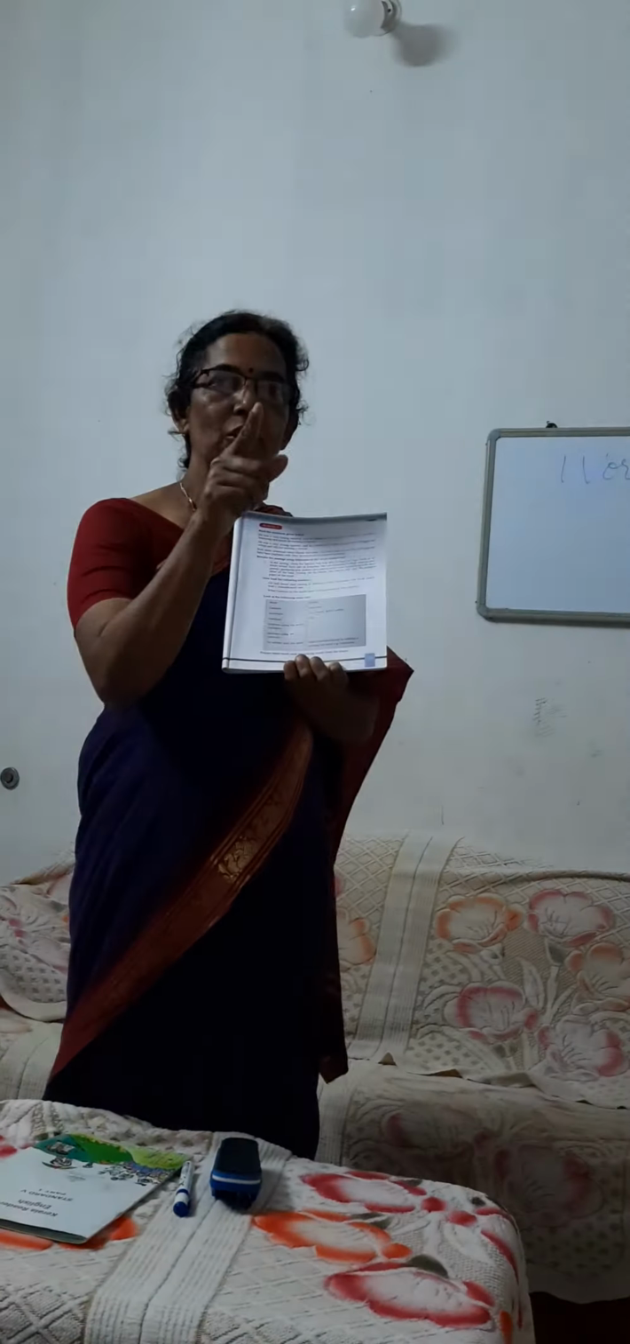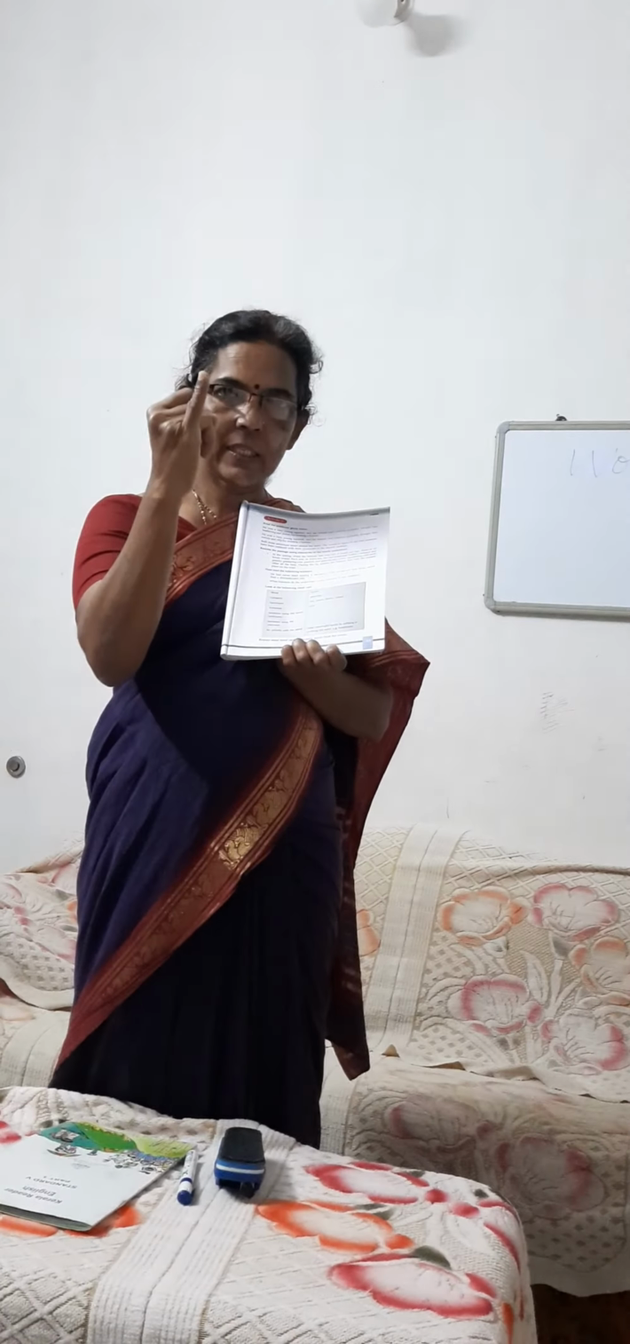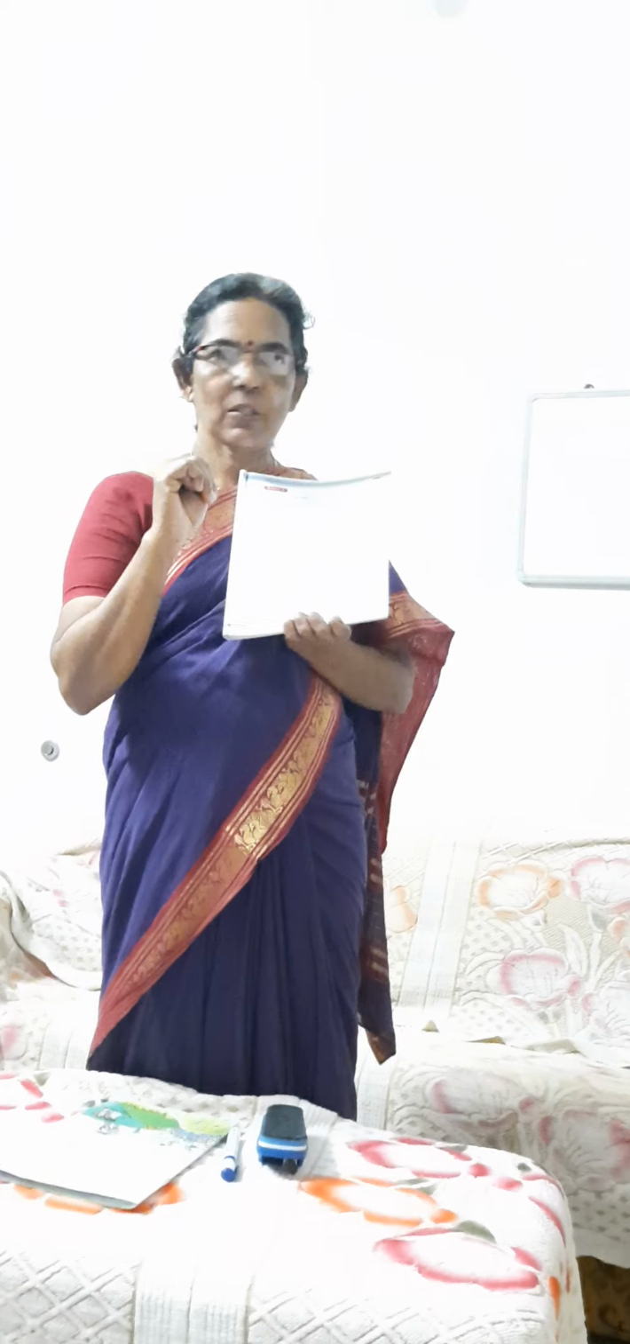And category, what category does it join? Category means whether it is a noun, pronoun, verb, adverb, adjective, conjunction, interjection, whatever it is. The parts of speech are there, no? In that, what category it joins, you have to tell. So foolish is an adjective. Why? Because it describes a noun. Any word which describes a noun is called an adjective.